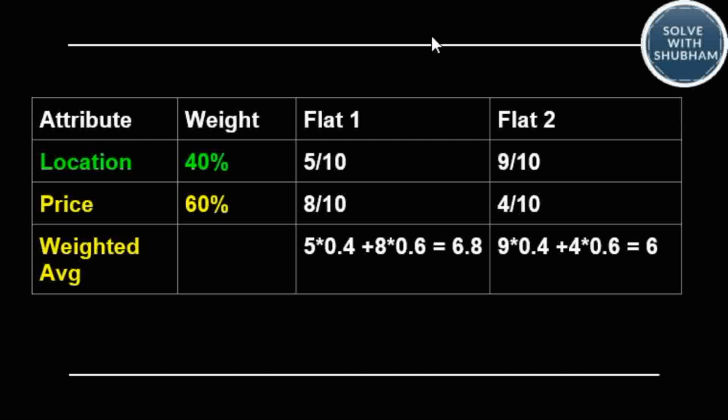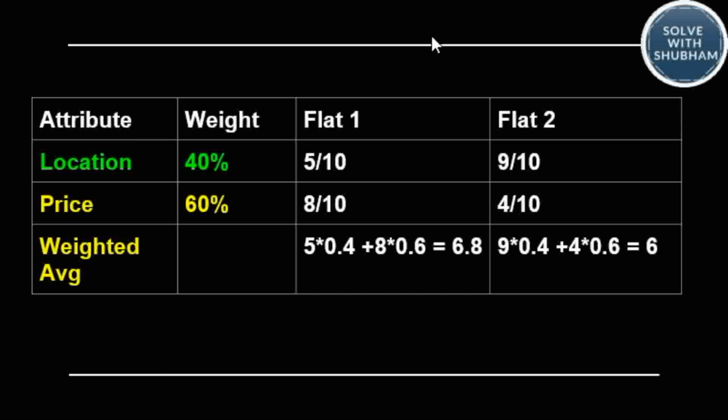So here the weighted average for flat 1, which is 6.8, is greater than flat 2. What does it mean? We will go ahead with flat 1. So Ram will eventually buy flat 1. So this is the concept of weighted average.